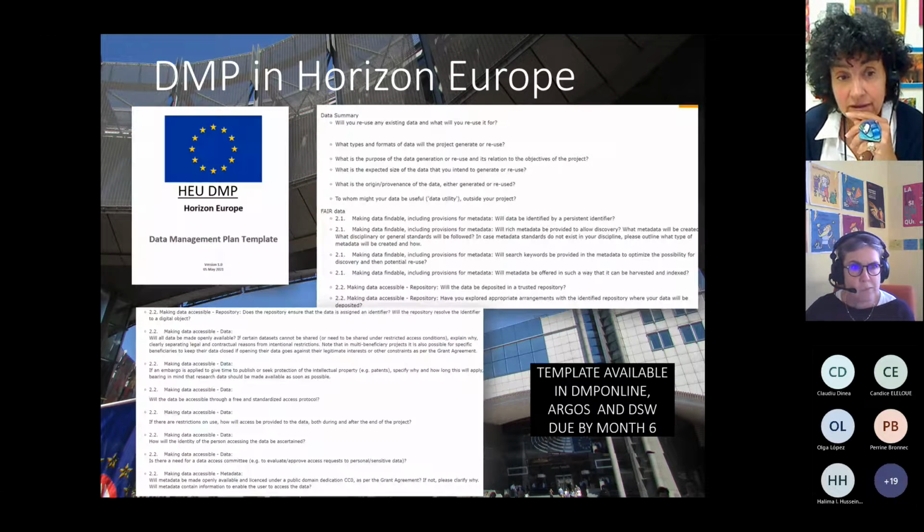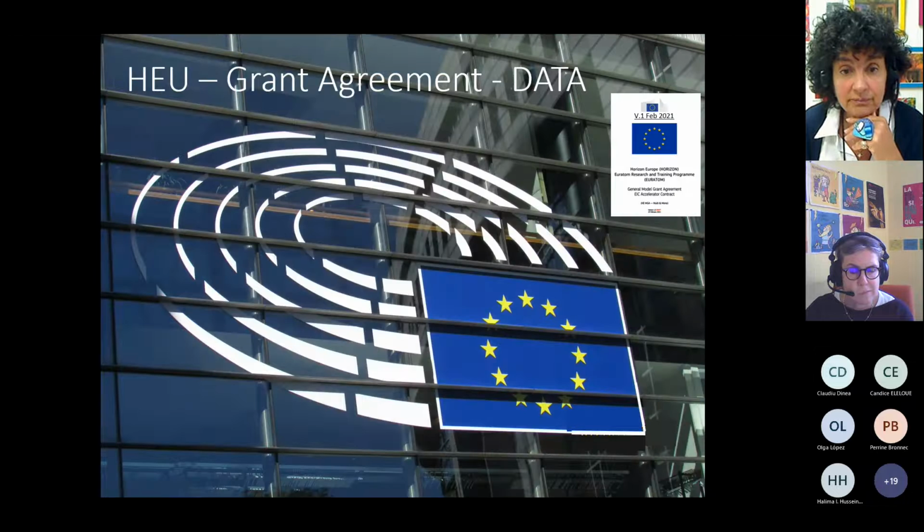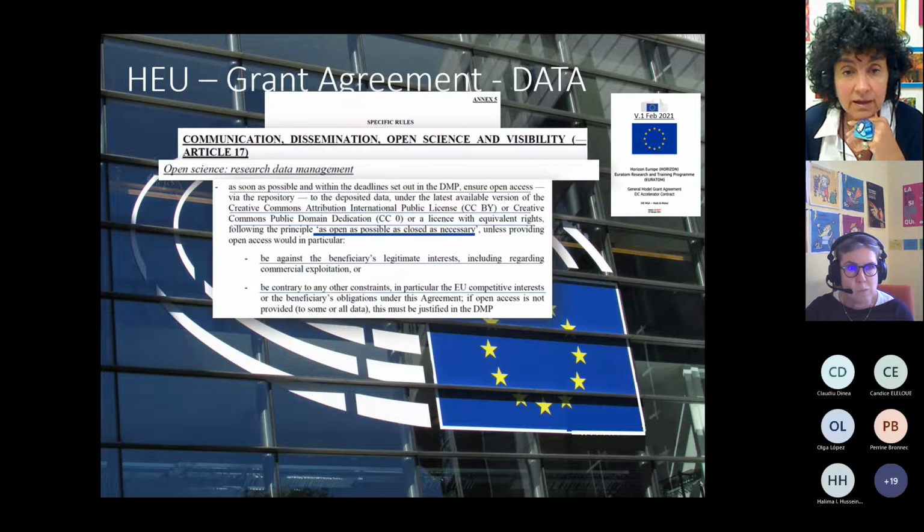The templates of Horizon Europe are available, of course, in DMP Online, in Argos, and in the Data Stewardship Wizard, which we saw last time as tools to draft your DMP. Again, the definition of trusted repository, we already saw, it's the same that we saw for publications. Another requirement is to follow the principle as open as possible, as closed as necessary, okay?